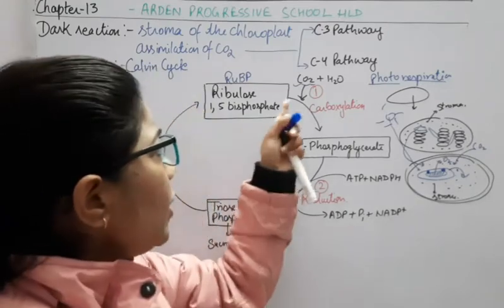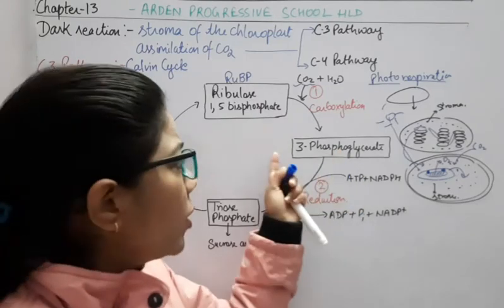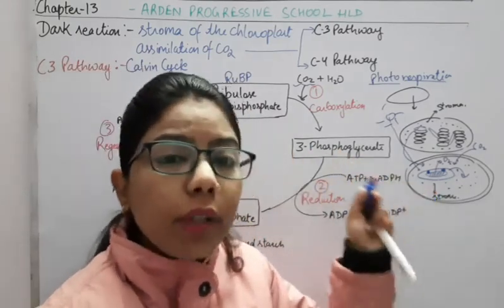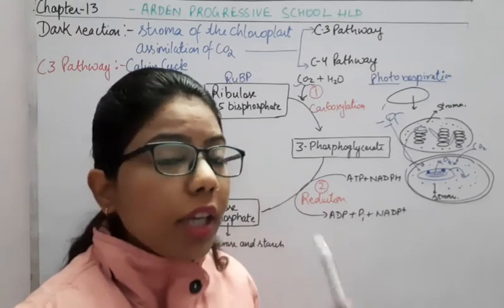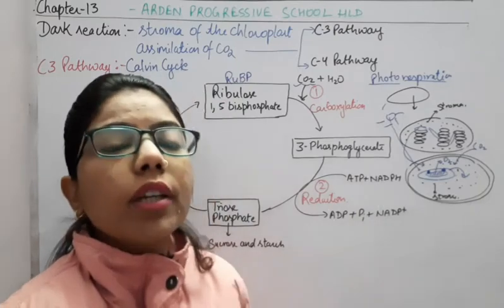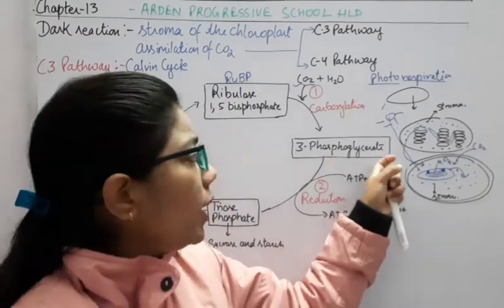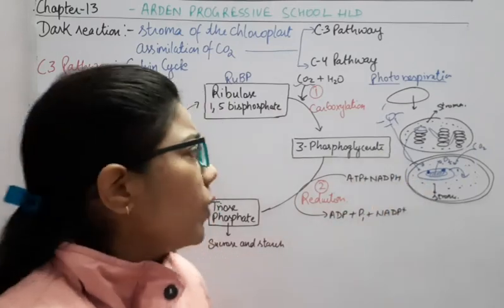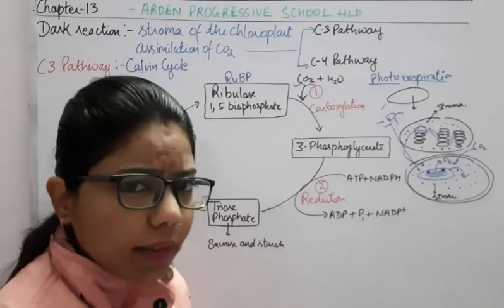When it combines with RuBP, what is it going to give? It is going to give 3-phosphoglycerate. 3-phosphoglycerate is nothing but glyceric acid. The thing I have mentioned here, the -ate: when we are talking about a carboxylic acid, we add this suffix -ate. So we can say it is 3-phosphoglyceric acid.